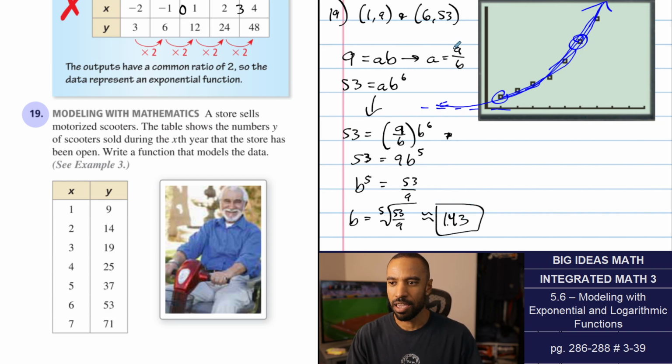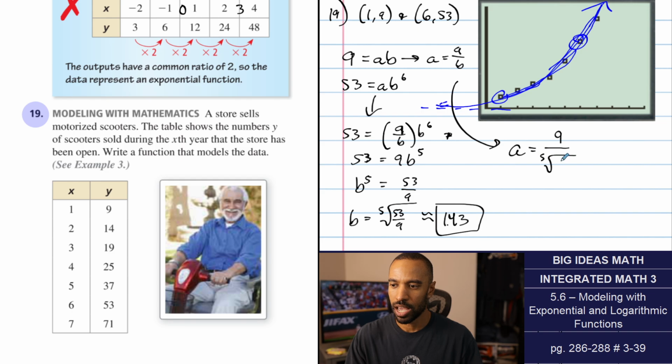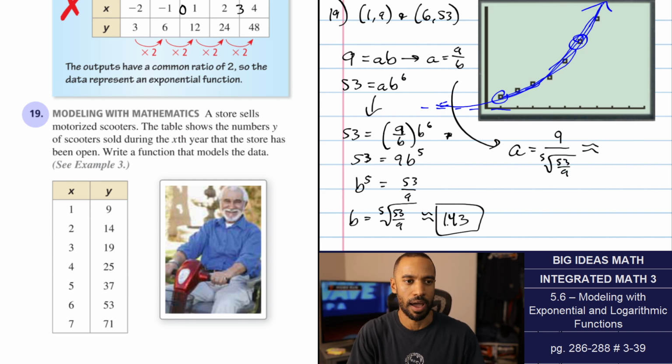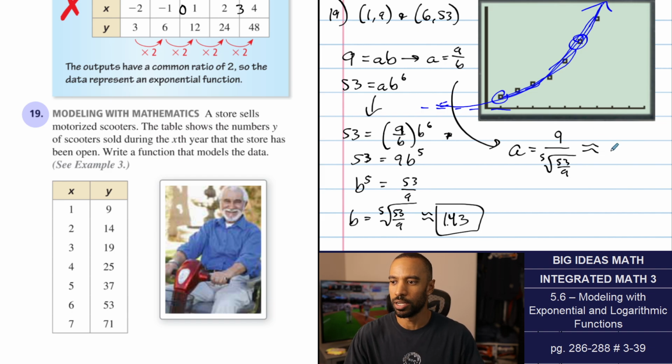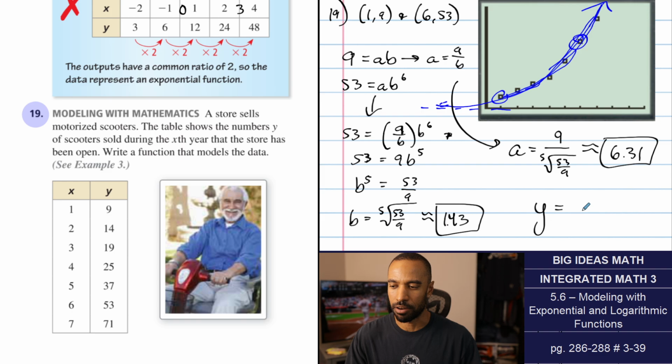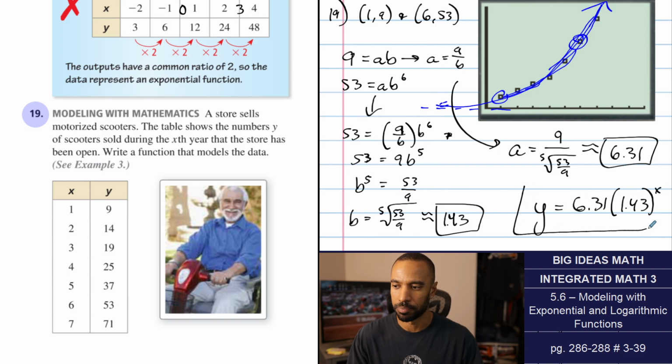Now my a value is based off my b. a is 9 over the 5th root of 53 over 9. So I have to take the exact one to do the rounding with. I'm going to do 9 divided by my exact answer, and I'm getting 6.31. So my equation I'm getting out of this is y equals 6.31 times 1.43 to the x power.